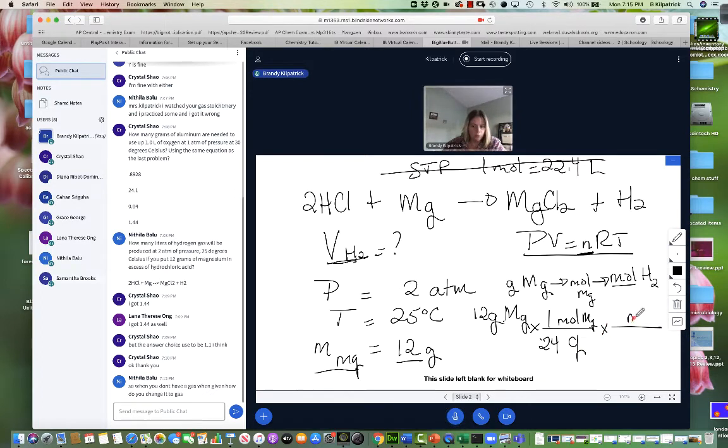And then we're going to go to moles. Moles of H2 on top. Moles of magnesium will need to be on the bottom. Now, moles on top of moles, you're going to pull those numbers from the coefficients. So there's 1 magnesium for every 1 hydrogen. So 12 divided by 24 times 1 divided by 1, so it's just going to be 0.5 moles. Okay, so now I have moles of hydrogen. This is a gas. I can plug that into the ideal gas law. Okay, so that's what I'm going to do.